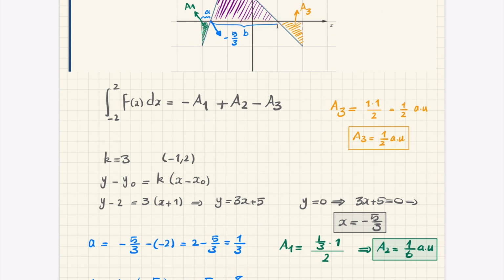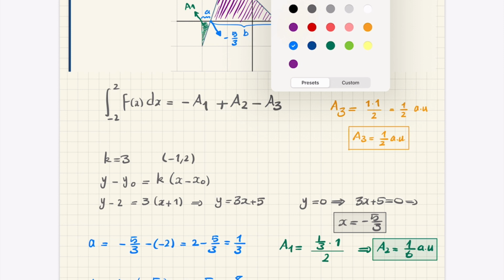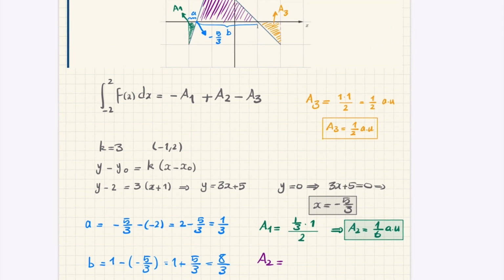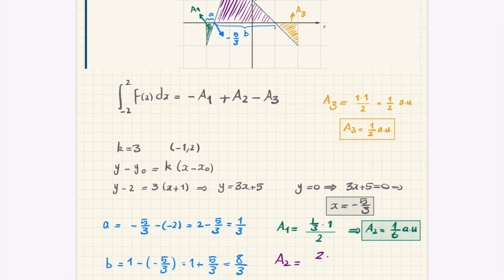So again I can calculate A2. So what is A2? A2 is equal to the height, which is 2, multiplied by the base, which is 8/3, and then divided by 2. So this means that, that was my mistake, area number 2 was 8/3 area units. Okay, so let me fix it. This would be area 1, so that is 1.